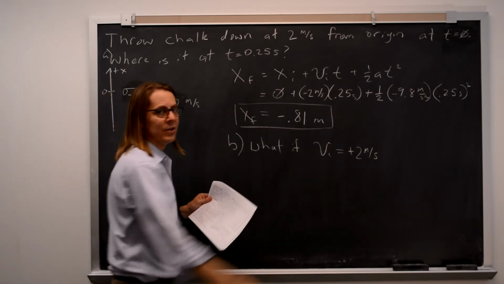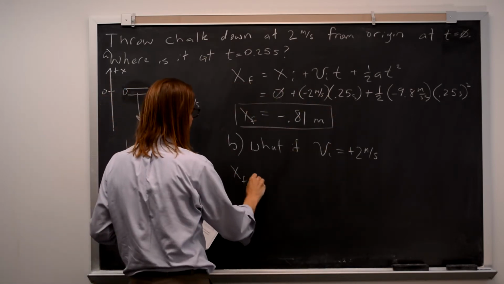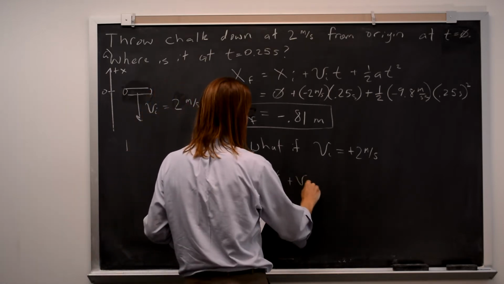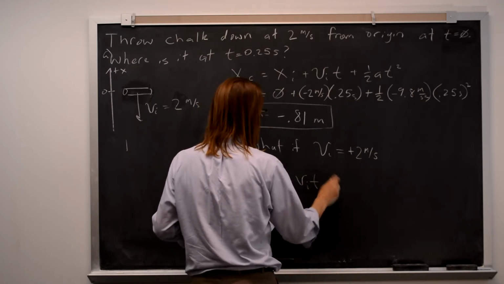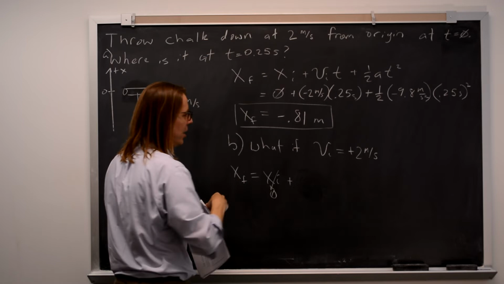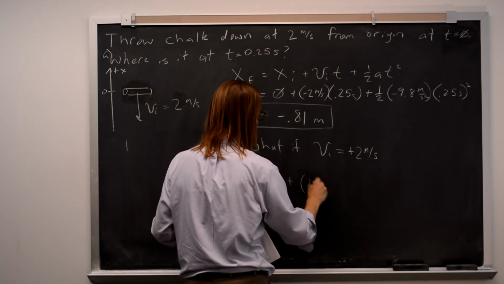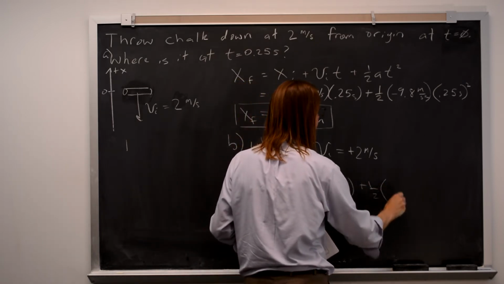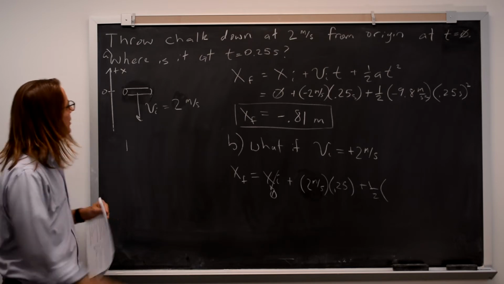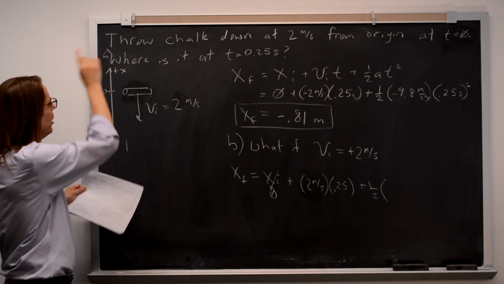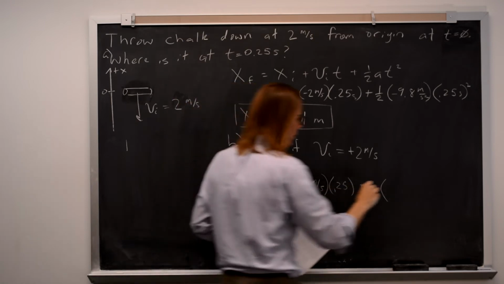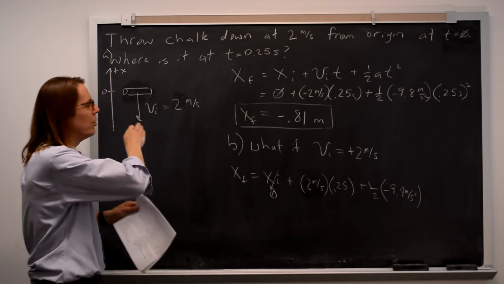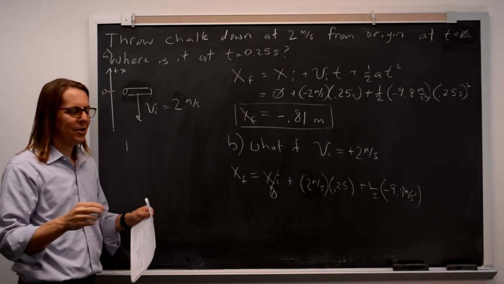Well, you just plug in the same equation. x final equals x initial, which is 0, plus v initial t. Oh, we can go ahead and be plugging in. Plus positive 2 meters per second, 0.25, plus 1/2, but it's still, let's see, we defined, we threw it up. It's still negative 9.8 meters per second squared. Even though you throw it up, it doesn't matter. It doesn't matter which way you throw something or how you throw it.